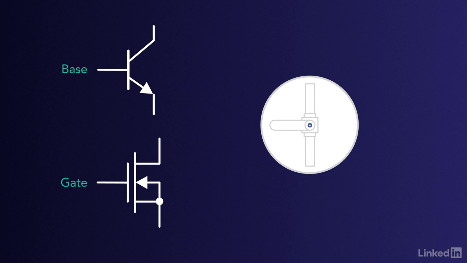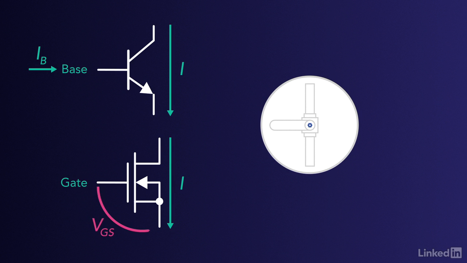The base terminal on a BJT and the gate terminal on a FET act like the valve handle on my faucet. They're used to control the flow of current between the other two transistor terminals. Now, the way that those two types of transistors are controlled is different. The amount of current that a BJT lets through is controlled by the amount of current into its base terminal, whereas FETs are controlled by voltage at the gate. But from a high level, they're both just electrically controlled valves that are used to regulate an external source of current.